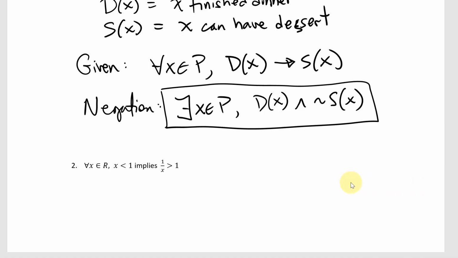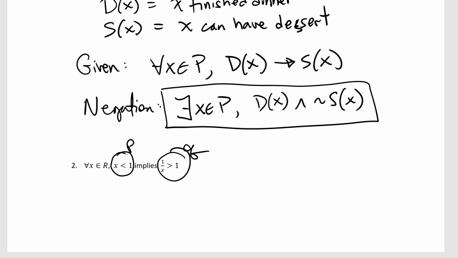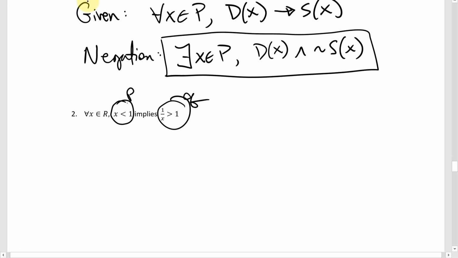All right, so let's do a negation for this one. The statement says for all X element of the reals, X less than 1 implies 1 over X greater than 1. Well, first of all, the fact that it says implies means that we have a conditional here. In the conditional, this is the statement P, and this is the statement Q. And writing the negation of a conditional, this is more formally a universal conditional. Let's write the negation in symbolic form.